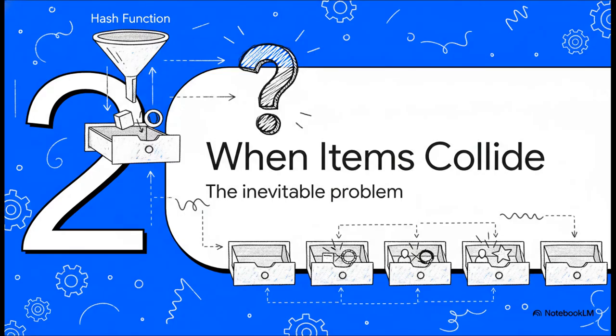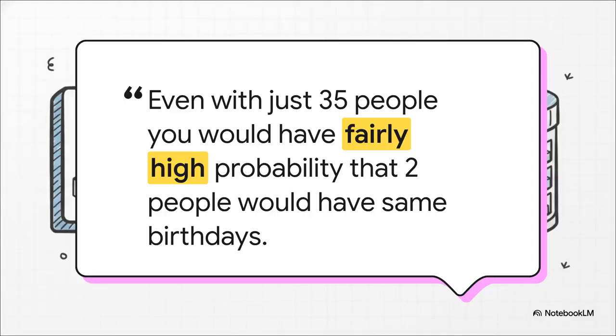But this leads to a really fascinating problem, because no matter how good your hash function is at spreading things out, eventually, it's going to tell two different items to go into the very same drawer. So, what happens then? And you might think this would be rare, but it's way more common than you'd guess. It's all because of a phenomenon called the birthday paradox. It basically says that even with 365 possible birthdays, you only need 35 people in a room to have a really, really high chance of two of them sharing one.